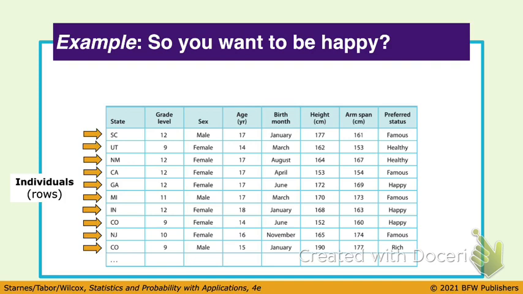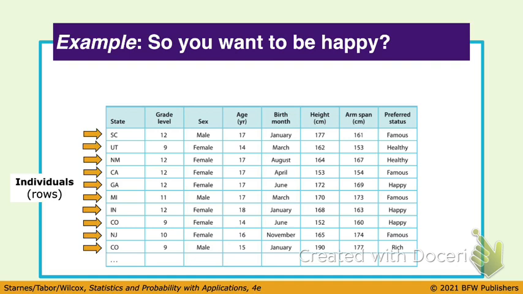So one of the individuals is from South Carolina, in grade 12, is a male, is 17 years old, January, all that. That's one of the individuals. And that individual is a student that was in the survey. Does that make sense? Okay. So sometimes they'll be there, sometimes they won't.